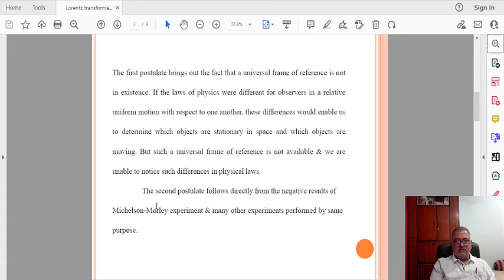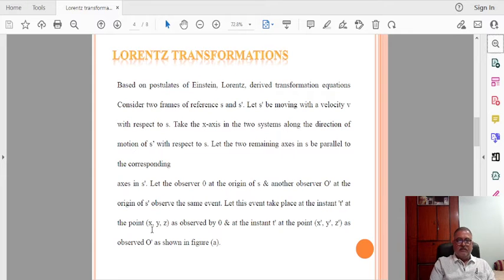And the second postulate states that it follows directly from the negative results of the Michelson-Morley experiment. In the last lecture, we discussed the Michelson-Morley experiment and many other experiments performed for the same purpose. See, now we will discuss the Lorentz transformations.